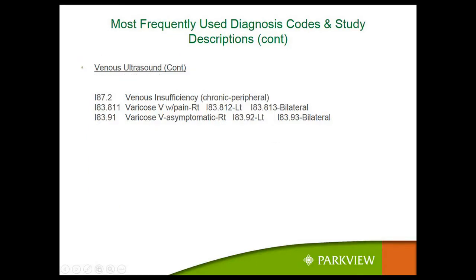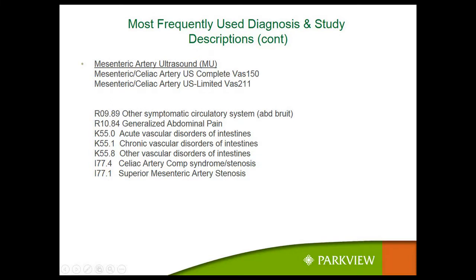Venous insufficiency, varicose veins. No, that's just continued. Mesenteric artery ultrasound. That's a hard one sometimes to code if they don't know for certain. And they should never put a code, like for instance, if they suspect a DVT, they should never use a DVT code. You can't use that code unless that's a proven thing. So usually for the mesenteric, it's for an abdominal bruit, which is the R09.89. They're generalized abdominal pain, or if they know they have a stenosis in one of those arteries, there are codes that state that.